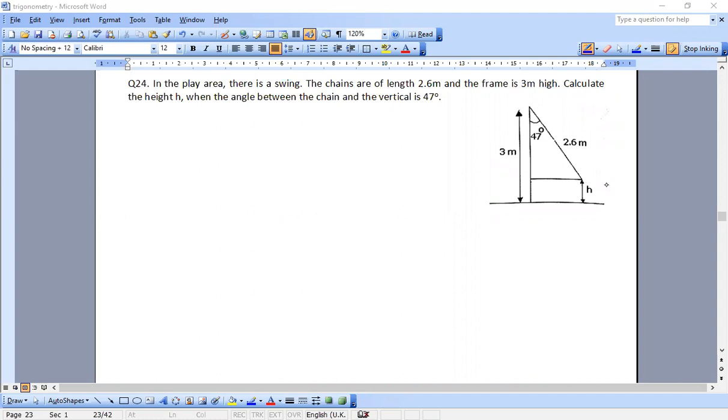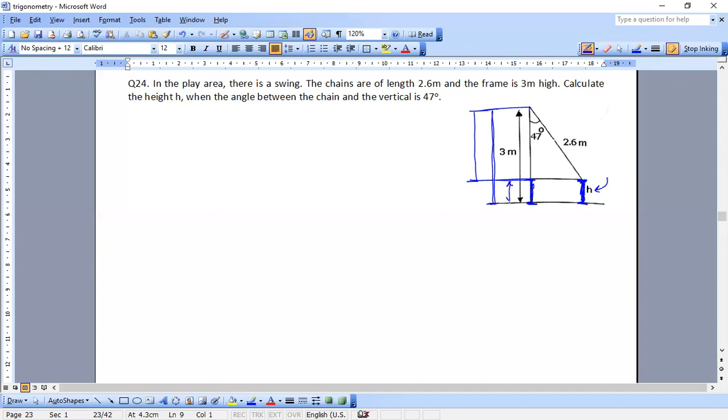So this is what we need to find out. This length over here is what we are trying to find out. If I say that this height and this height are the same, this is h, they both are h. I can have this value if I can subtract something from 3 meter. And what is that something? That something is this length.